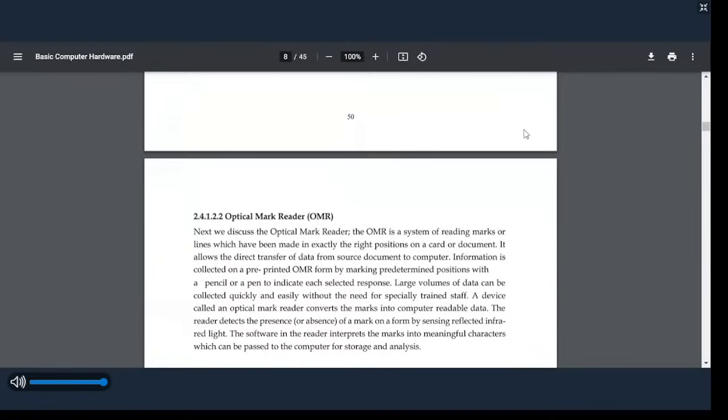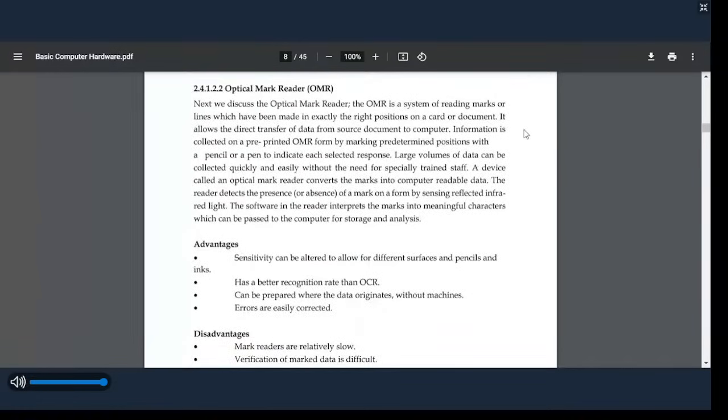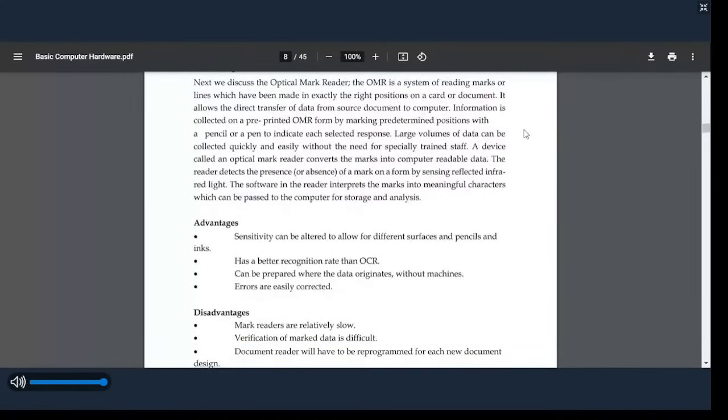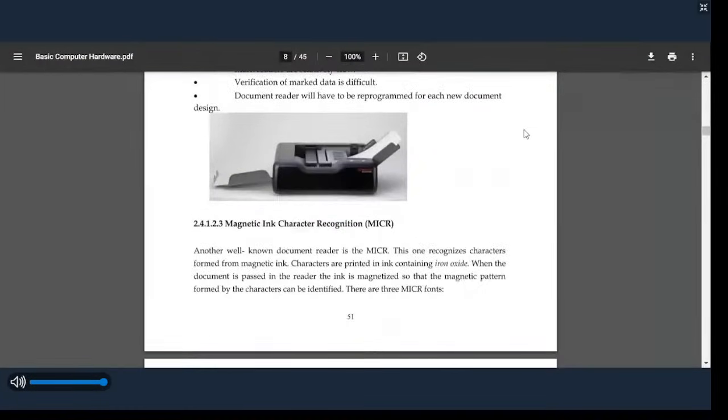and analysis. This optical mark reader is what was used to mark your KCPE where you are putting marks. So optical mark reader is what was used to mark your KCPE where you are doing A, B, C, D. This was really used in that. Advantages, look at the advantages and disadvantages of that. And this is it, but we have the current ones which are better.